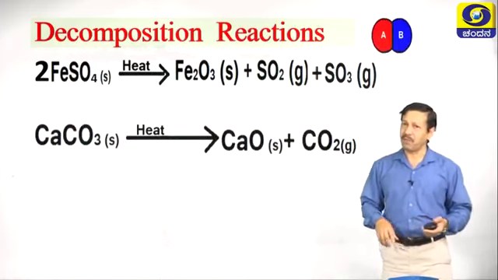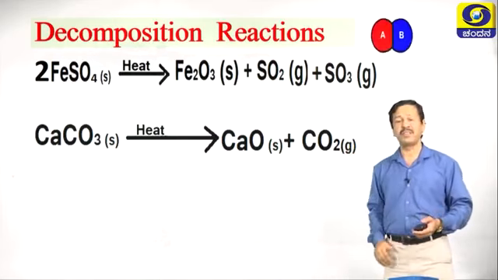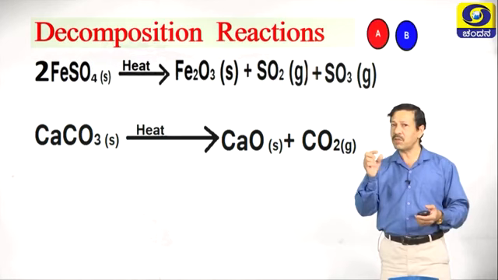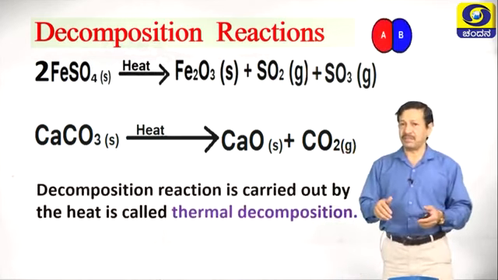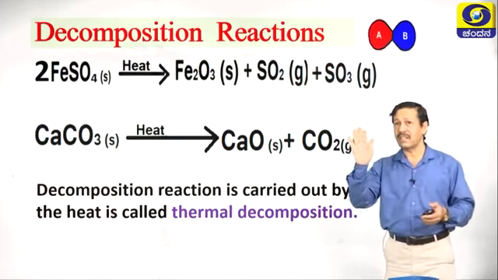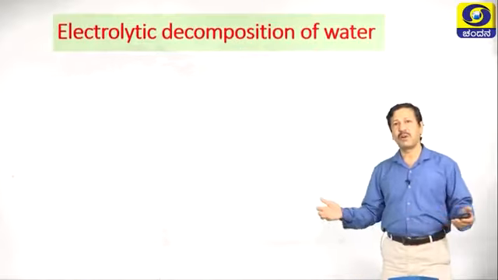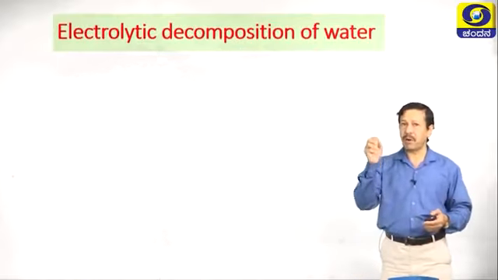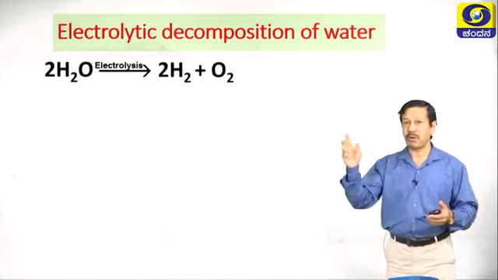Now, one more example for thermal decomposition is calcium carbonate decomposes to produce calcium oxide plus carbon dioxide. The reaction in which heat is used, you call that thermal decomposition. Now, let us move on to the next, very important, electrolytic decomposition of water.